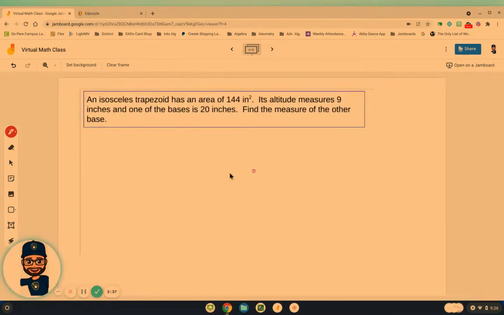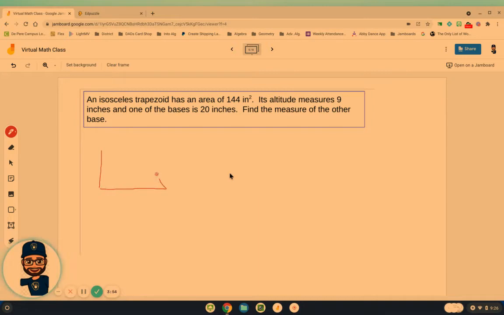Now, we're also going to be asked to work backwards, though. Okay, an isosceles trapezoid has an area of 144 square inches. The altitude measures 9 inches, and one of the bases is 20. Find the measure of the other base.